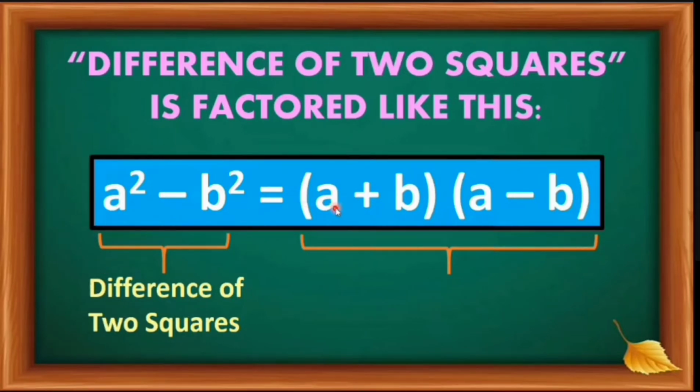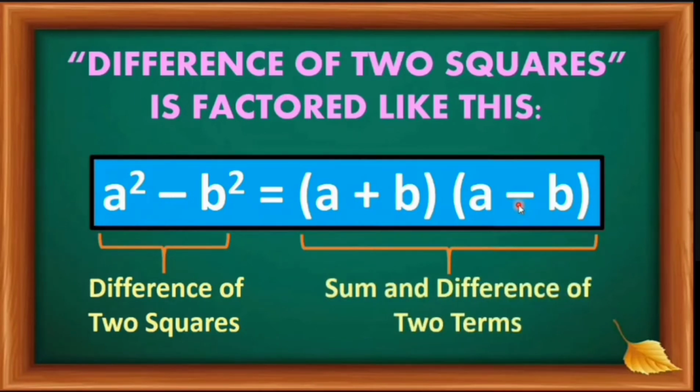At kung mapapansin natin, a plus b, a minus b. Same terms, ang only difference is the operation between plus and minus. At ang tawag natin doon, sum and difference of two terms. Ano yung two terms na tinutukoy? Yung A at saka yung B. Parehas lang naman, A at saka yung B. Sum and difference because the operation here are addition and subtraction or plus and minus.